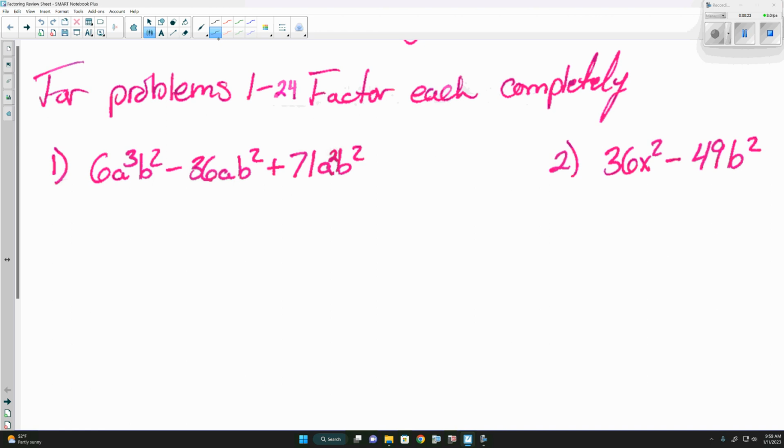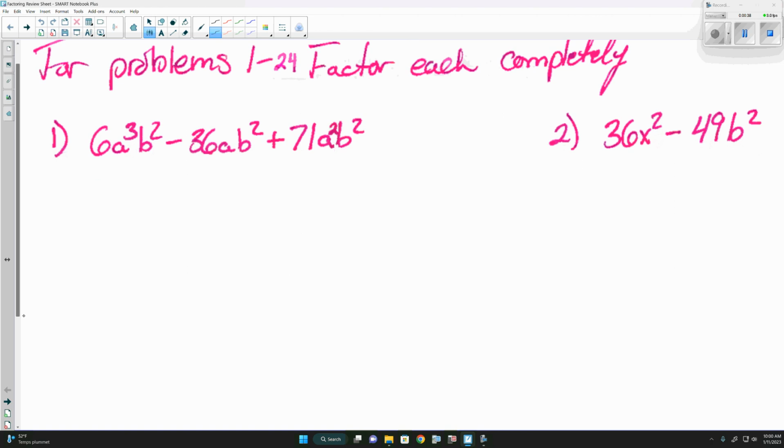So when we look at problem number 1, the first thing, again, with any of these, we need to see if there's a greatest common factor. That's the first place we need to start. So if we look at 6, 36, and 71, well, 6 will go into both 6 and 36. But the question is with 71, because 6 won't go into 71.